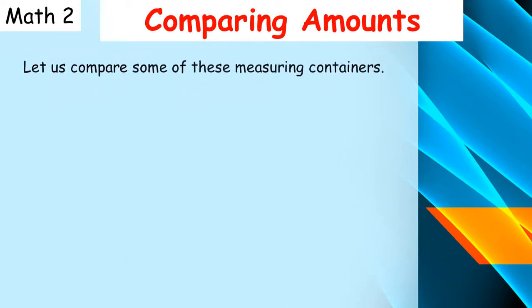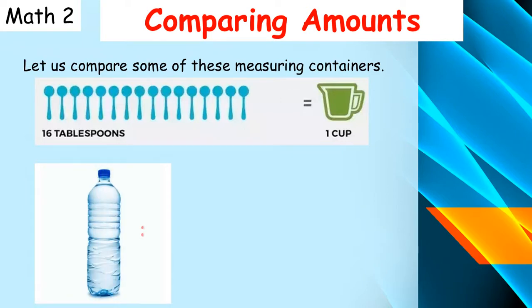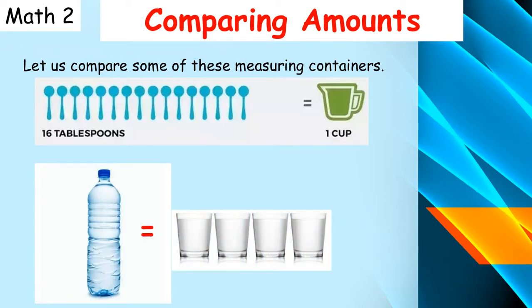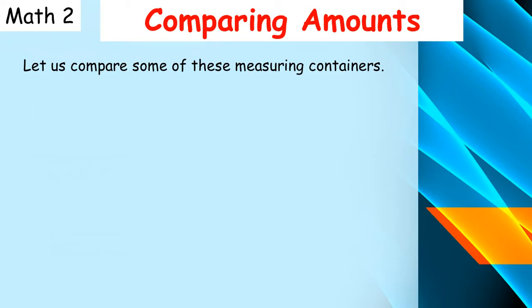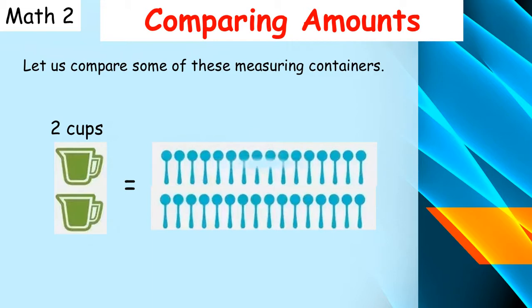Let us compare some measuring containers. We have here some examples of equivalent measurements, like 1 cup can be filled by 16 tablespoonfuls of non-countable items. And we have here a bottle that can be filled by 4 glasses of non-countable items. Knowing these equivalences, I can tell you that 2 cups can be filled by 32 spoonfuls of non-countable materials.